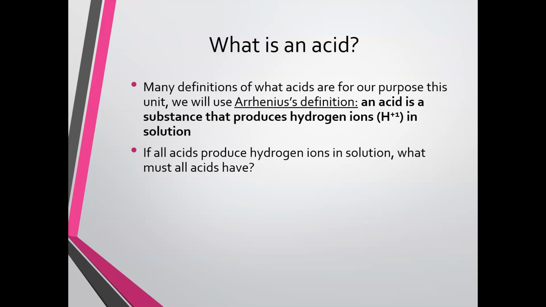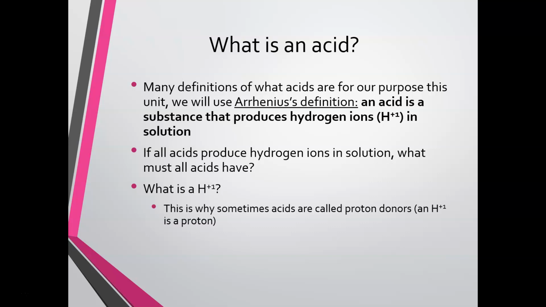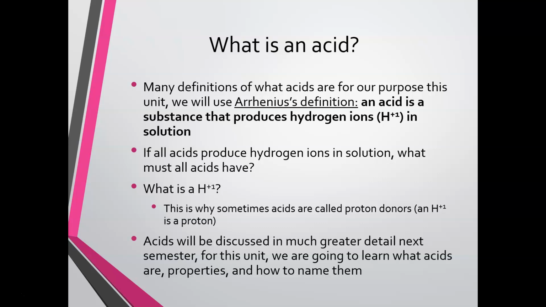So if all acids produce hydrogen ions in solution, what must all acids have? They have to have a hydrogen plus. And what is a hydrogen plus? That just means that we have a hydrogen that has lost its one and only electron. This is why we sometimes call acids proton donors, because hydrogen does not have any neutrons. It's a proton and an electron. So if it loses that one electron, it is now essentially just a proton. Acids will be discussed in greater detail next semester. For this unit, we are just going to learn what acids are, some properties, and how to name them.